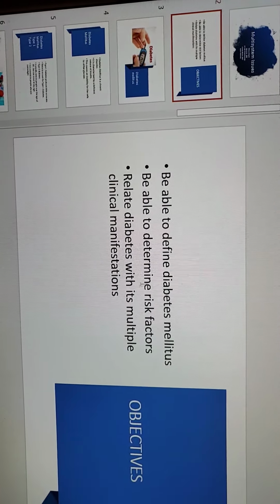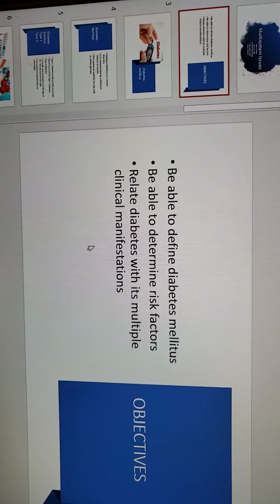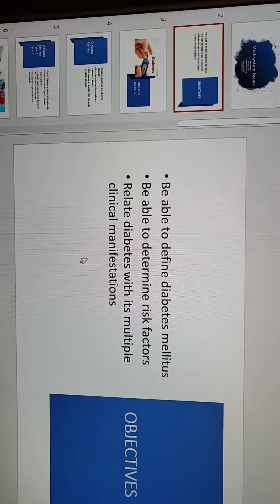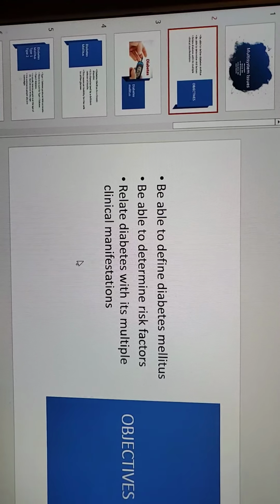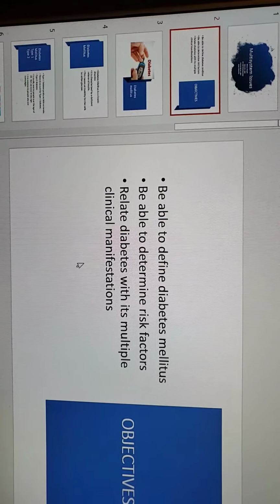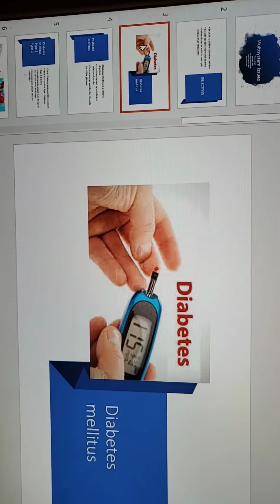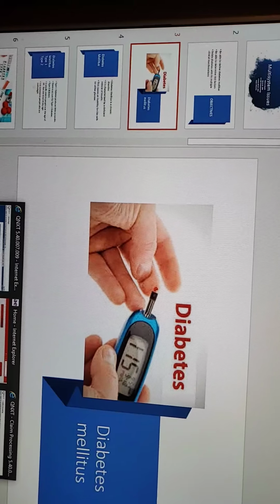I'm going to look at the objectives, and in the objectives we're going to be able to define diabetes mellitus. We're going to be able to determine its risk factors and relate the diabetes with its multiple clinical manifestations. So we're going to talk about diabetes mellitus.